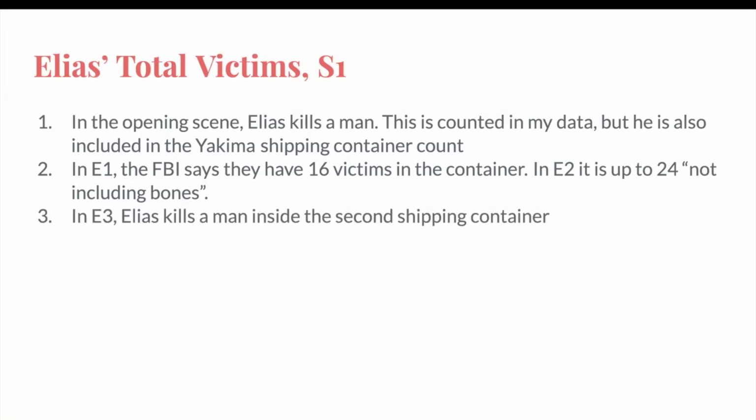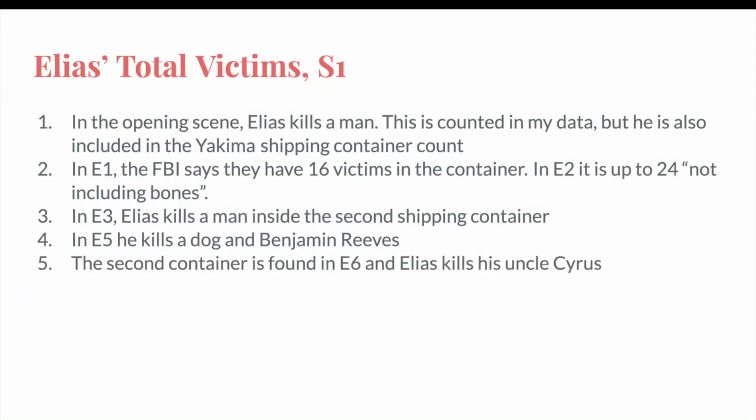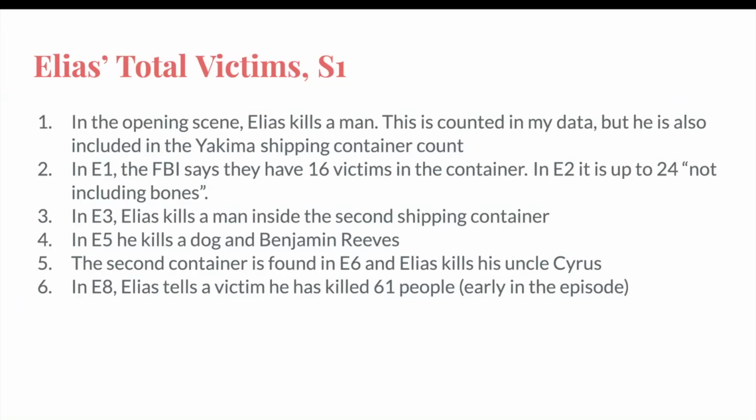In episode 3, Elias kills a man inside the second shipping container. In episode 5, he kills a dog and Benjamin Reeves. The second container is found in episode 6, and Elias kills his uncle Cyrus. In episode 8, Elias tells a victim he has killed 61 people fairly early in the episode. And later in that episode, Rossi tells Elias that he has killed 52 people.